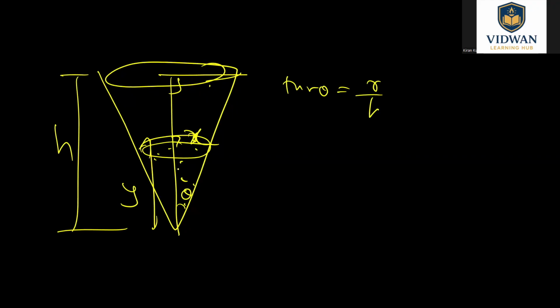That is equal to, what should I write? Tan theta equal to, for one triangle it is x by y. The other triangle it is r by h. And this value is already given as 3 by 4. So x is 3y by 4. Later, the rest of it is similar to the previous question.